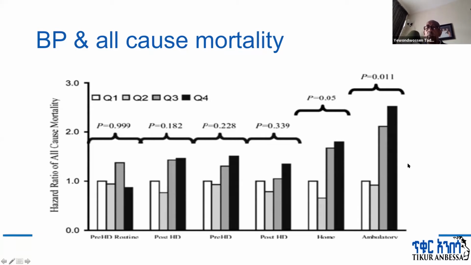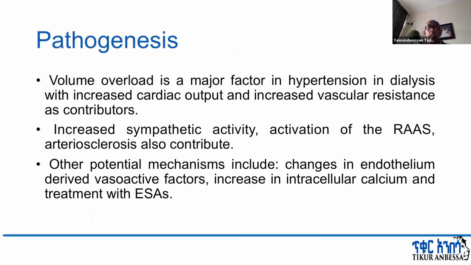So we should move towards using home blood pressure and ambulatory blood pressure in the definition and follow-up of our patients on dialysis. So if one goes about the pathogenesis of hypertension, as was discussed by the previous speaker, as CKD advances, volume becomes a major factor in the pathogenesis of hypertension. Patients become more salt sensitive, and volume is what actually drives high blood pressure among patients on dialysis.